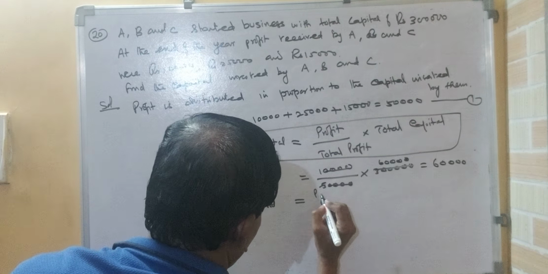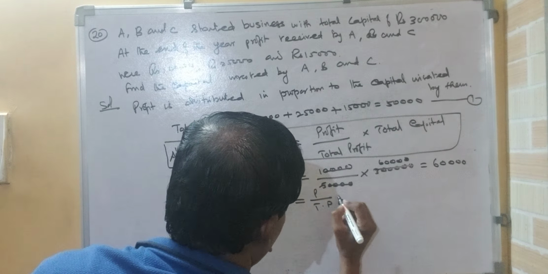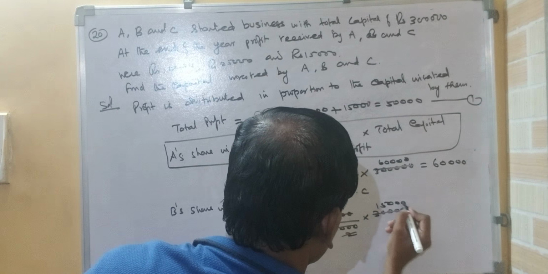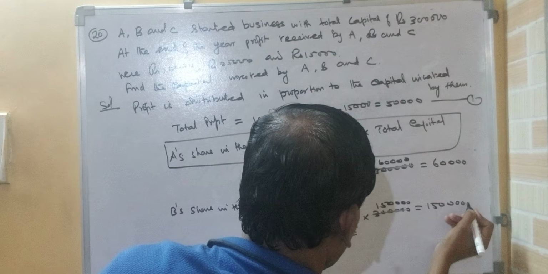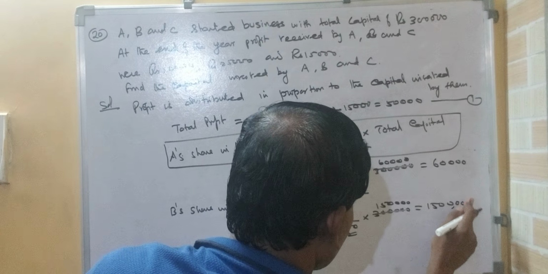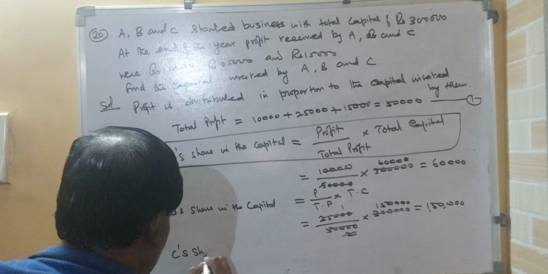Similarly, B share in the capital equal to profit upon total profit into total capital equal to 25,000 upon 50,000 into 3 lakhs. So 1,50,000.